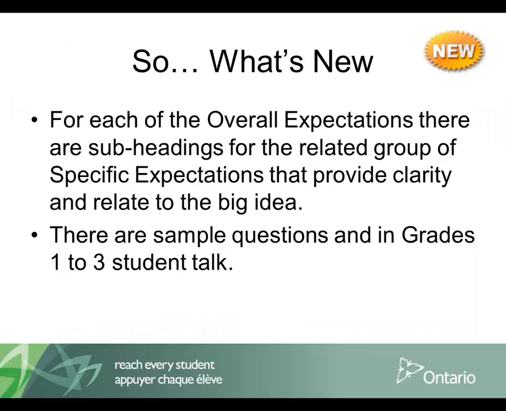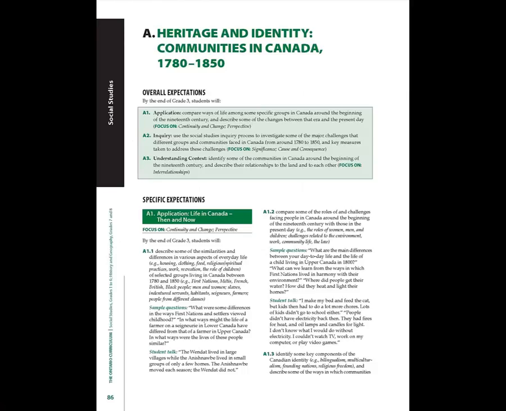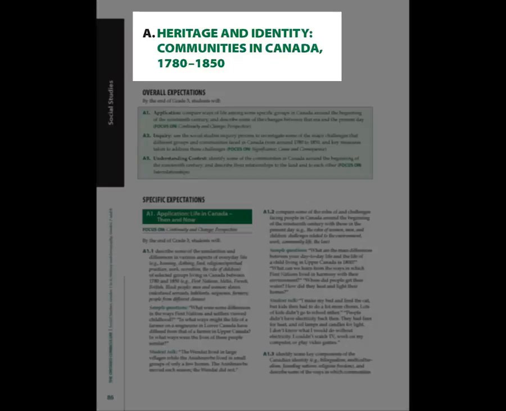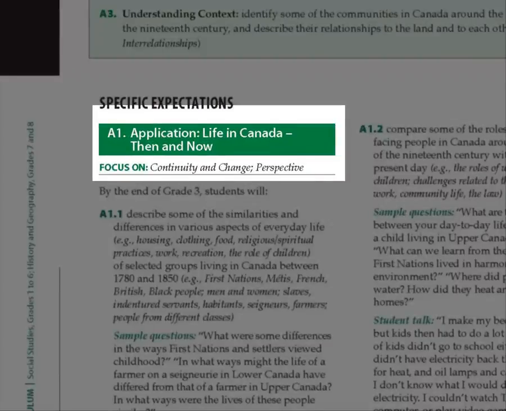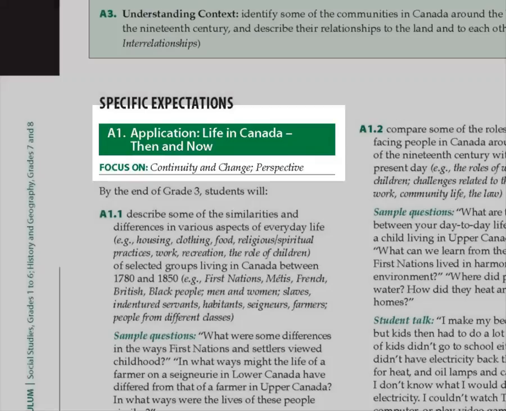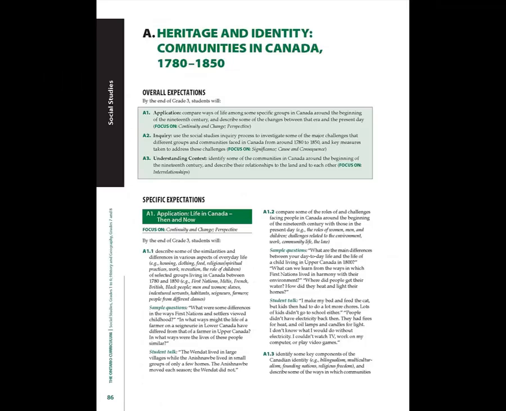For each overall expectation, there is a related group of specific expectations. These appear under an expanded subheading. For example, based on the grade 3 strand, Heritage and Identity, Communities in Canada, 1780 to 1850, the subheading for application reads A1, Application, Life in Canada, Then and Now. Following that subheading are 3 related specific expectations. With the specific expectations, we have included examples, sample questions, and in grades 1 to 3, student talk.